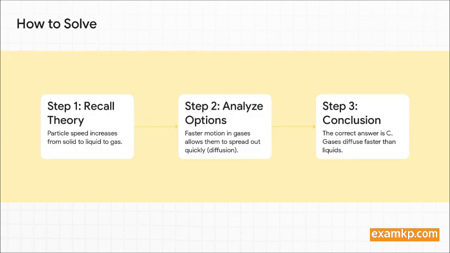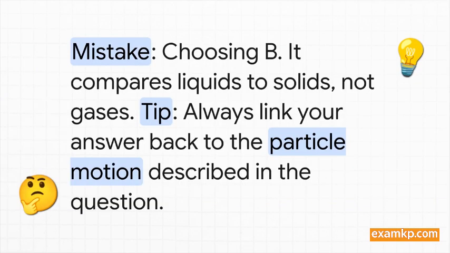Let's walk through it. The question is specifically about particles moving faster in a gas than in a liquid. So what does faster movement allow particles to do? Well, it allows them to spread out and mix much, much quicker. And the scientific term for that is diffusion. So this directly leads us to option C. Gases diffuse faster than liquids. Now, a very common mistake here is to pick option B, and it's tricky because B is a true statement.